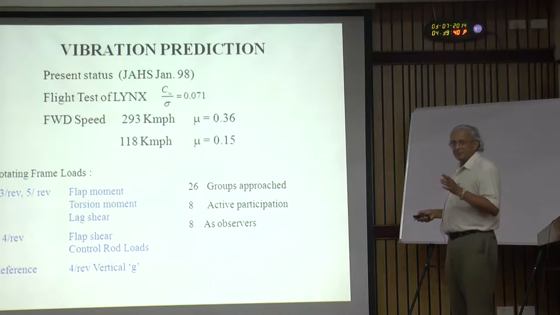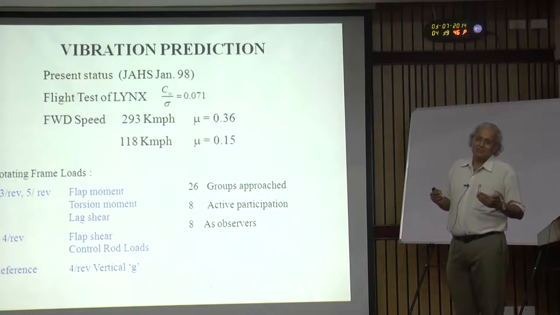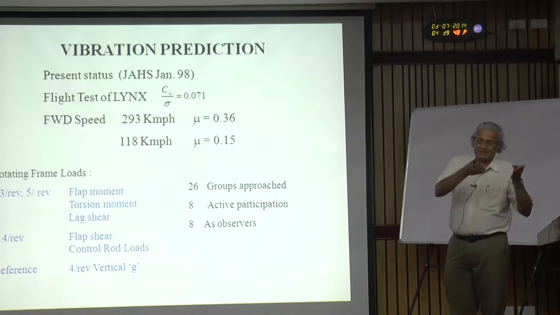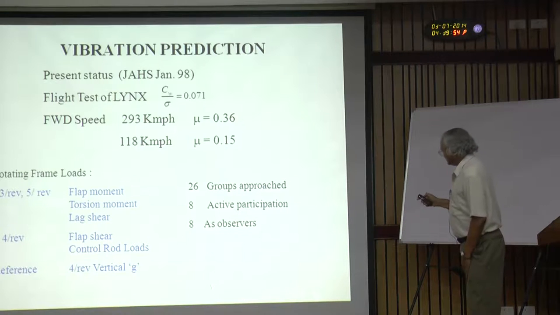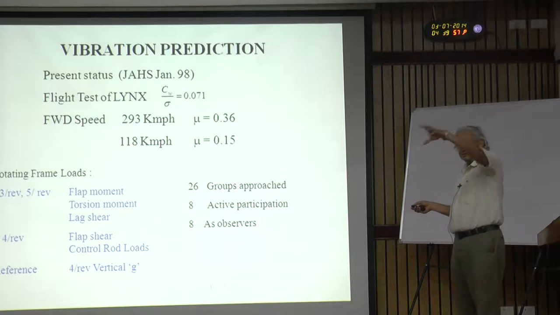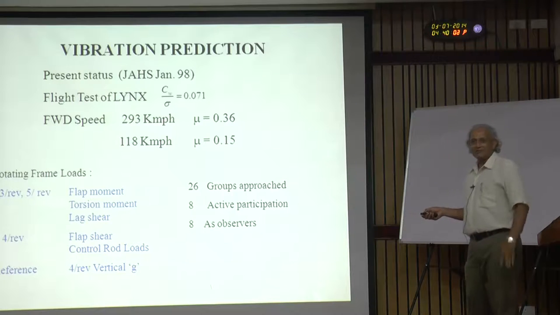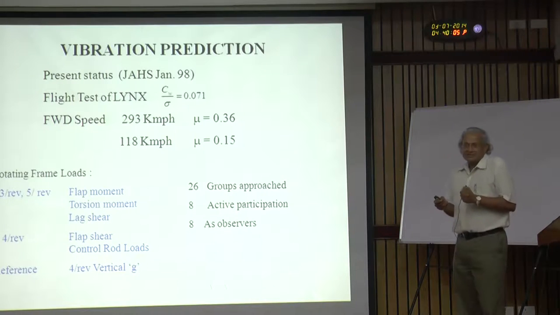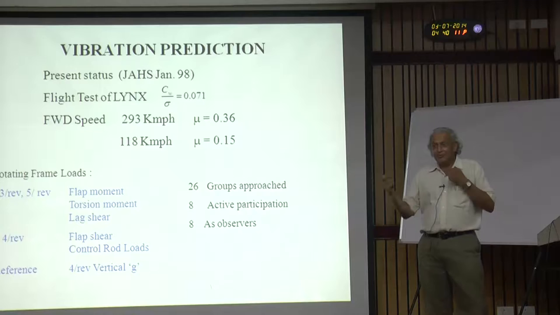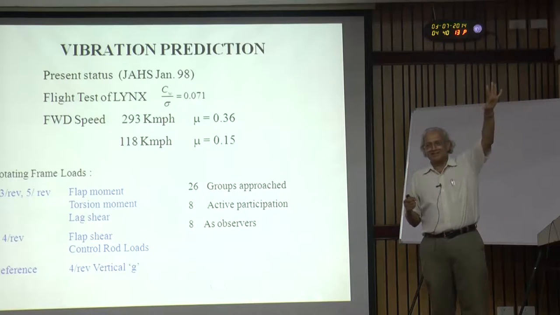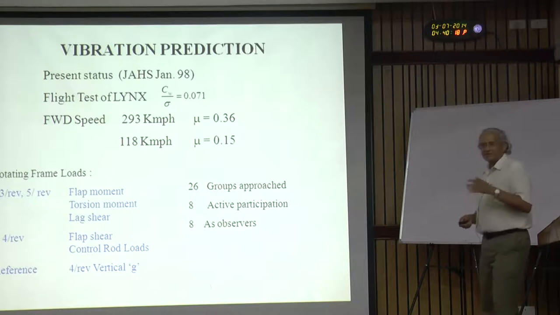Then they said, okay, every company, every person manufactures. Now let us see how good we are able to predict the vibratory levels in the helicopter. So there were 26 groups, meaning research groups. 8 said we will do the calculation, because now you are going to compare different research groups, whose model is better, but the data is one sample. This is good. This way you advance your knowledge. And 8 said we will participate as observers.